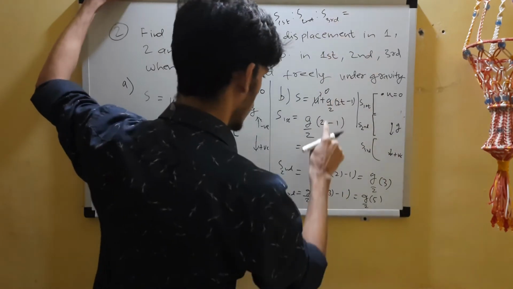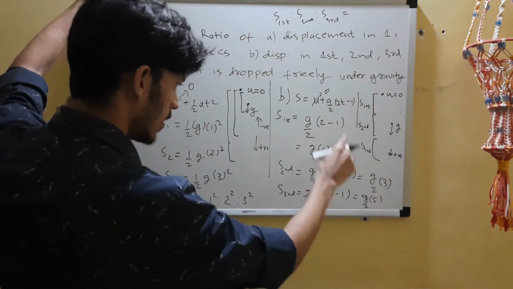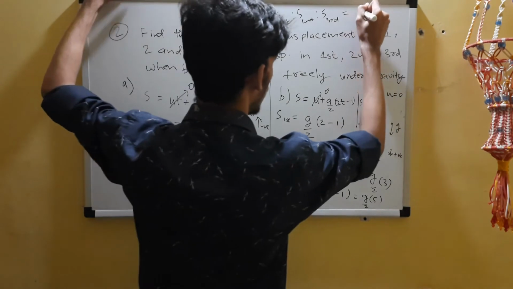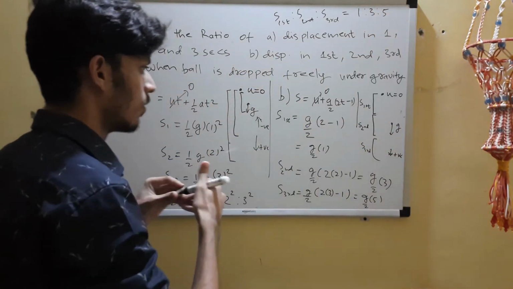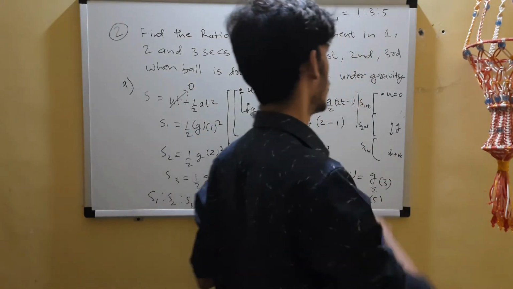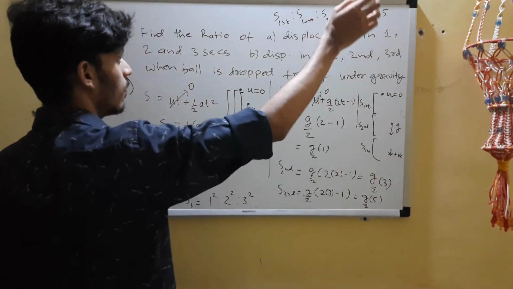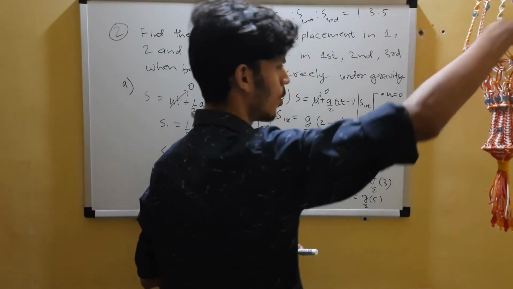g by 2 will cancel. g by 2, g by 2, g by 2. So all of them are in the ratio 1 is to 3 is to 5. Other seconds, if you had fourth second, fifth second, they will follow the same trend. 1 is to 3 is to 5 is to 7, odd numbers.